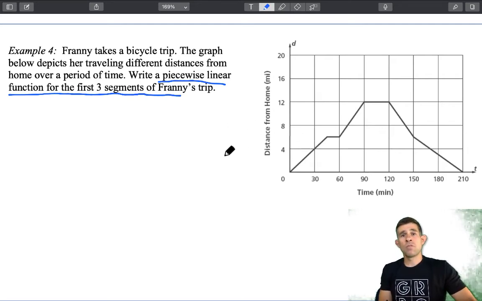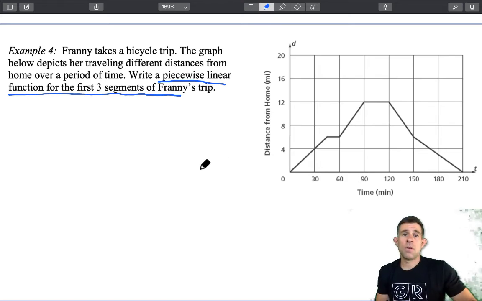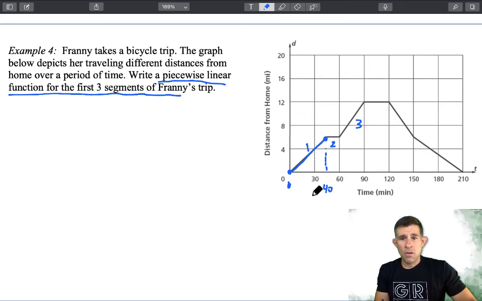All right, so what that means is we are going to write 3 linear equations for segment 1, segment 2, and segment 3 of her trip. Now, what you notice here, if we zoom in on segment 1, is that this is really just a line segment over a specific interval. It looks like it goes from 0 all the way out to, let's just call that, 40. All right? Now, I can write the equation of this line if I have 2 points, because I can find the slope, and I see that it passes through the origin.